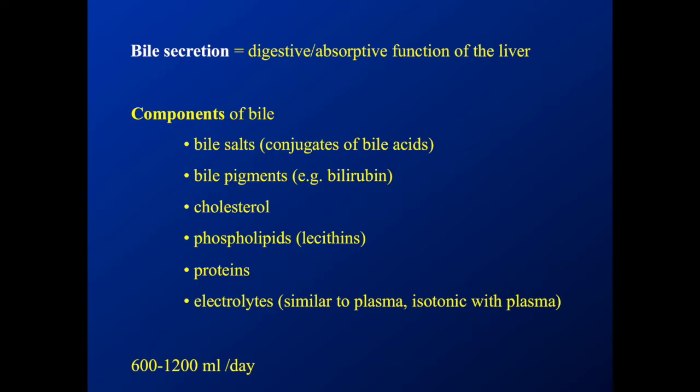The components of bile are several. You have bile salts, which are conjugates of bile acids. You have bile pigments, bilirubin. Cholesterol is a precursor of bile acids, and so that's found there. You have phospholipids, proteins, and electrolytes. And the composition of bile is isotonic with the plasma, and you make about half a litre to 1,200 mL a day.